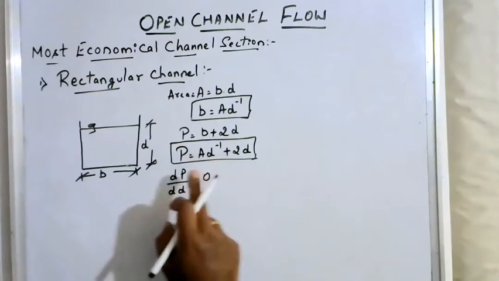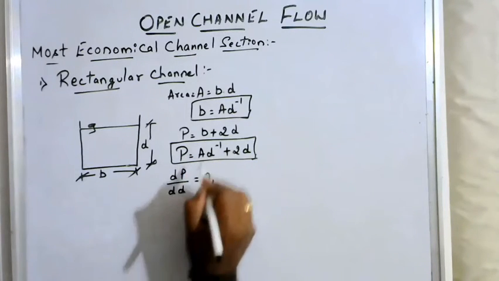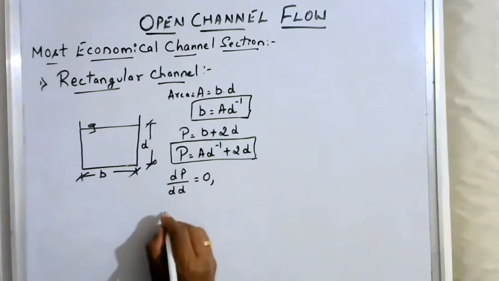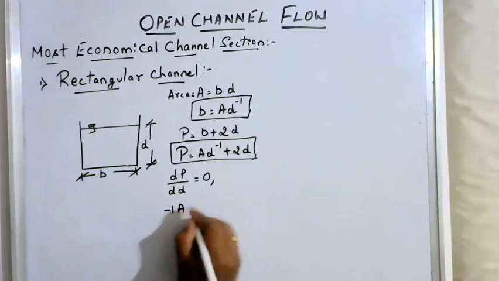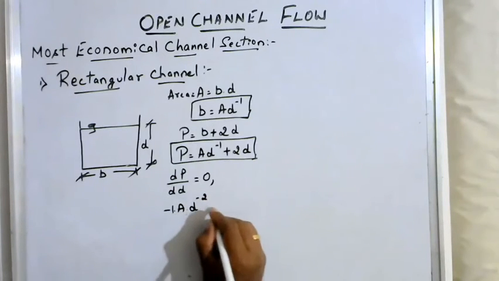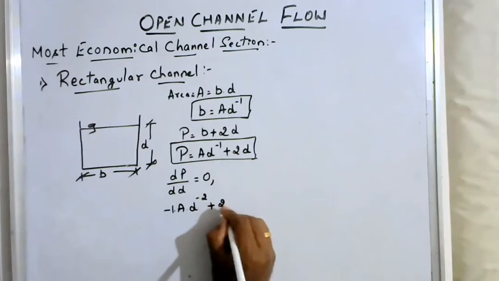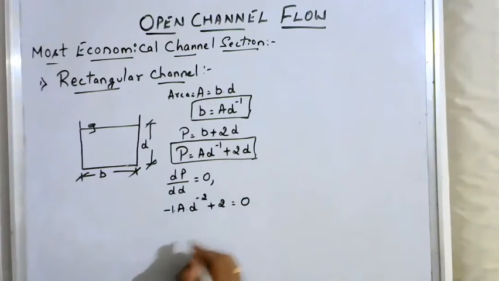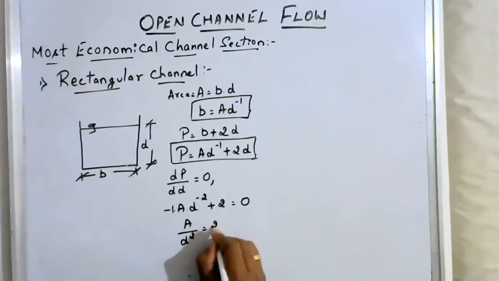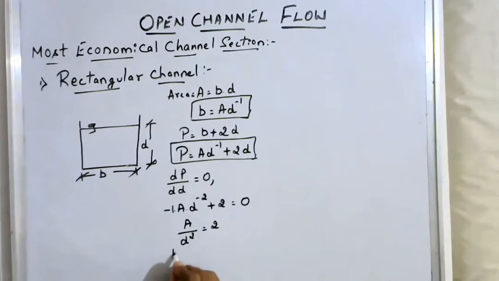Now I differentiate this one. If I differentiate this p with respect to d, what happens? The A into d power minus 1 differentiation is minus 1 A into d power minus 2, plus the differentiation of 2d is 2, which is equal to what? 0. So what I can write here is A divided by d square is equal to 2. Just I'll simplify. What is the area here? Area is b into d divided by d square is equal to 2.